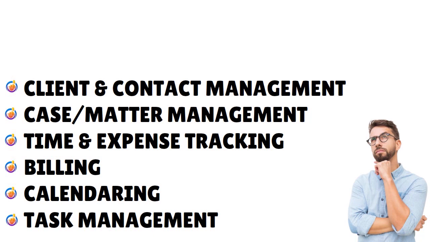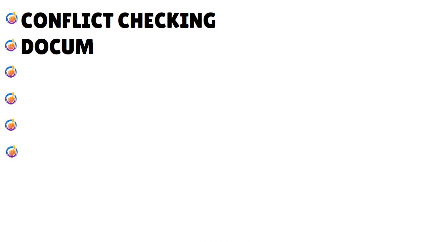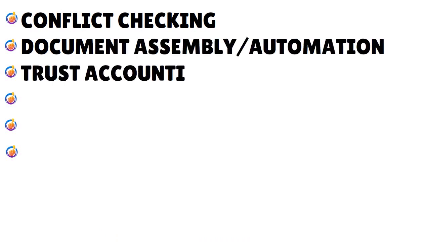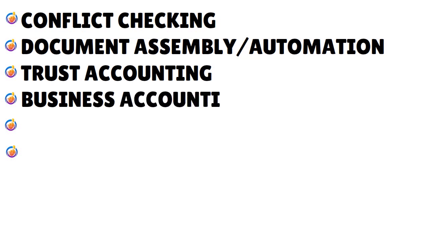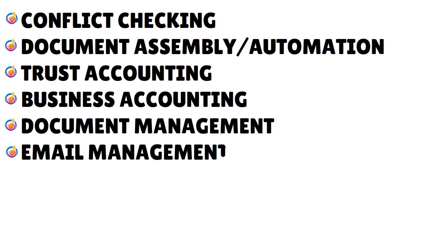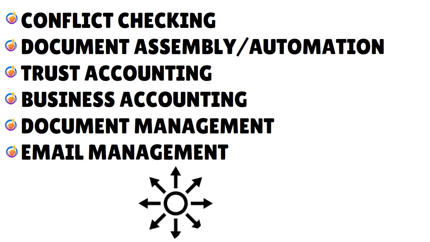But besides those core primary features, you have ancillary features such as conflict checking, document assembly and automation, trust accounting, business accounting, document management, and email management. So all in all, we really love the fact that Clio has done a great job in terms of diversifying the constellation of features that you can have if you were to go with the software. So this is really great.